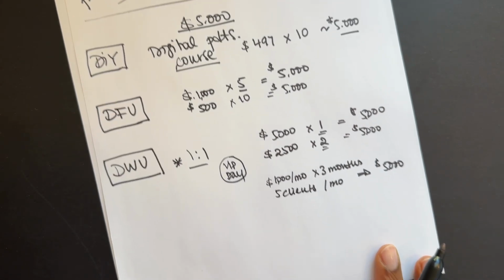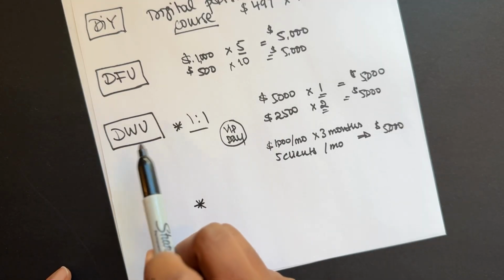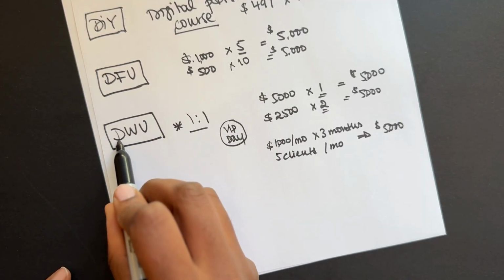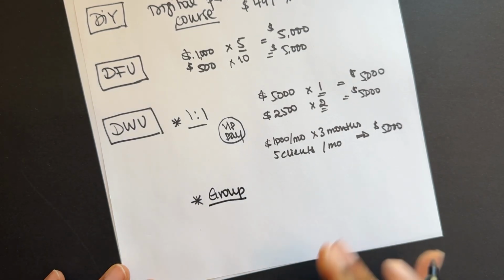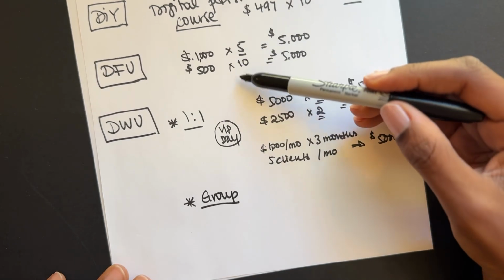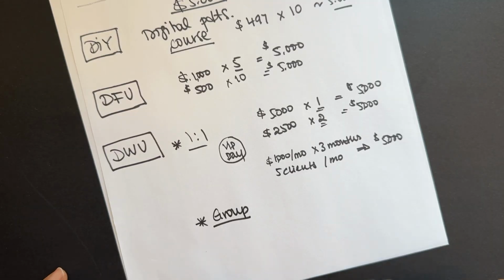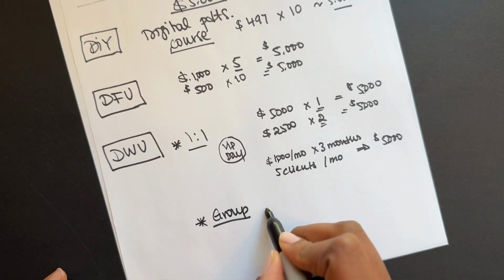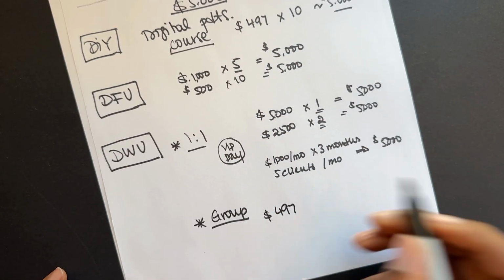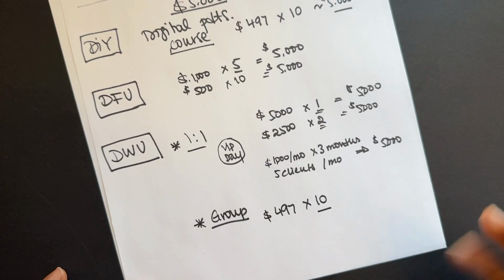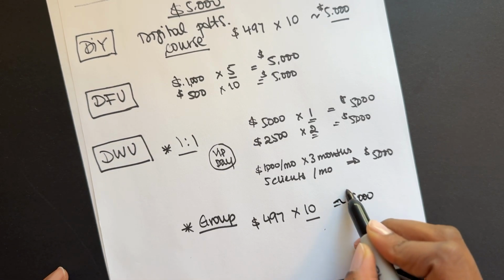Okay. Last but not least, this is another way you can leverage the done with you, but in a group setting. So unlike a course that we have here where you might not be live, here you're going to be live. You could price it at the same price point of $497, which is about $500, and have 10 clients. And in that case, you're making 5,000.